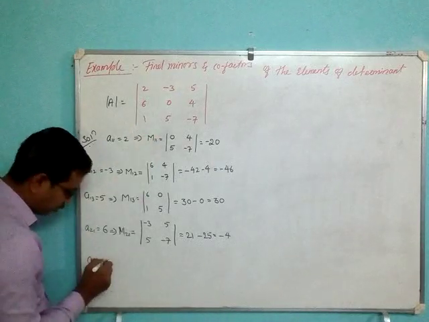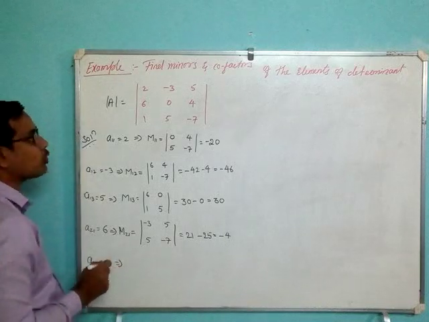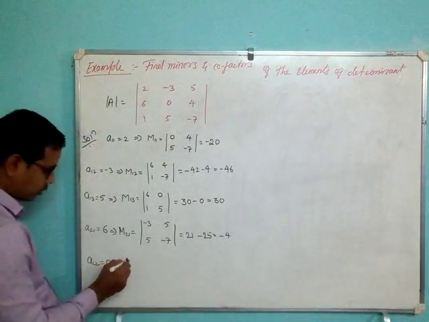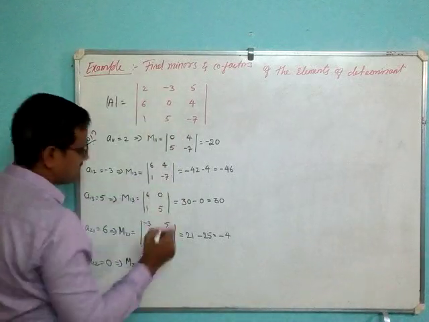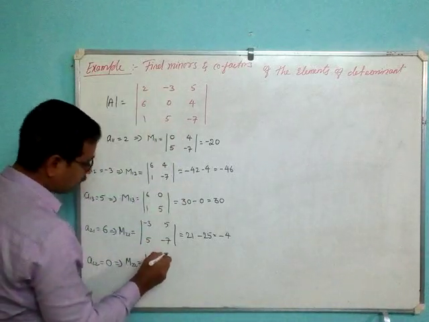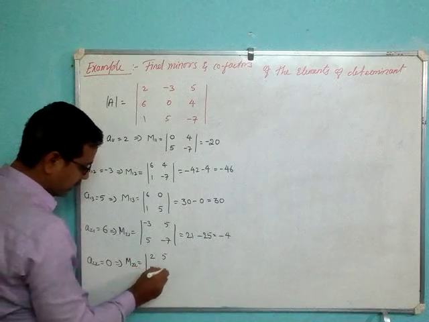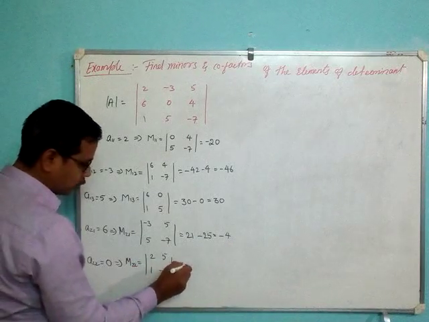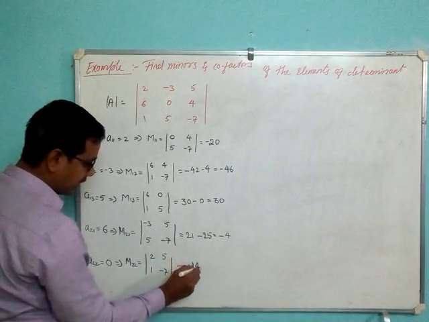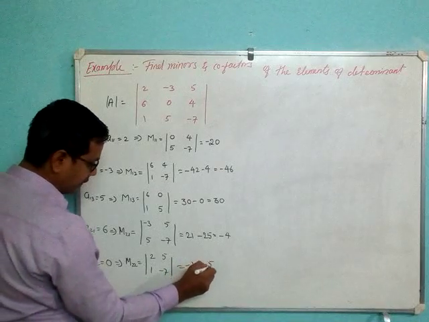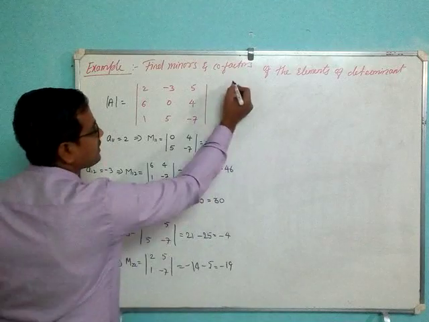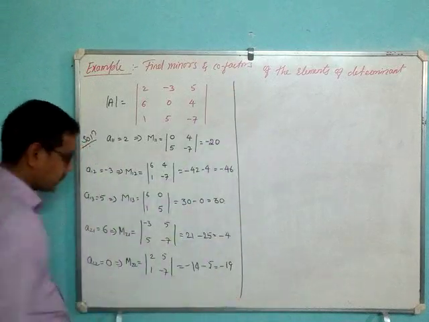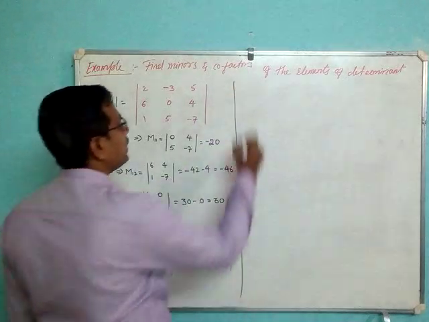A22 is how much? 0. Neglect the row and column containing 0. What will be M22? Second row and second column is neglected. 2, 5, 1, minus 7. So 2 into minus 7 is minus 14, minus 5. So minus 14 minus 5 is minus 19. Okay. So A22 is over.